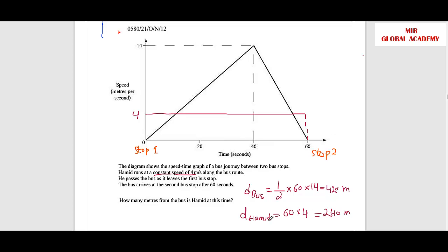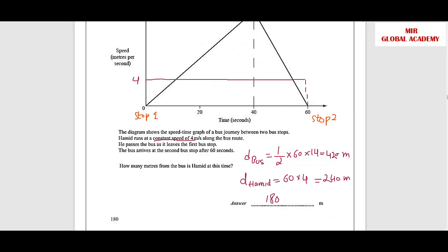So after 60 seconds, Hamid has covered a distance of 240 and the bus has covered 420. And there is a gap of 180 meters. So Hamid is 180 meters away from the bus when the bus has reached stop 2.